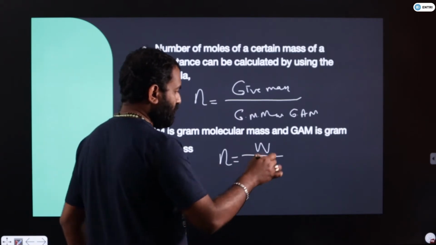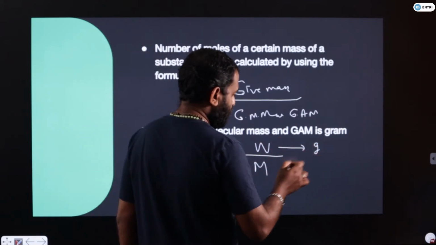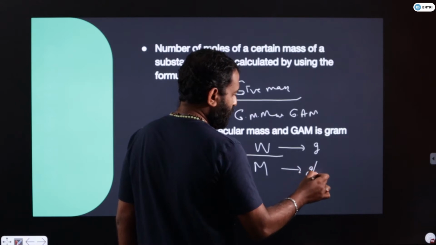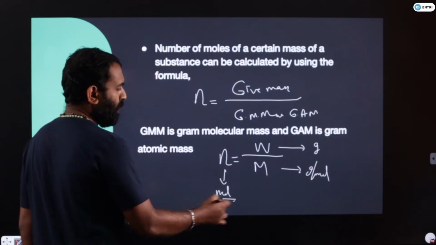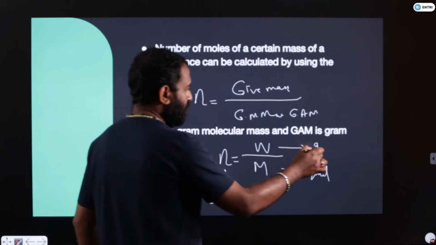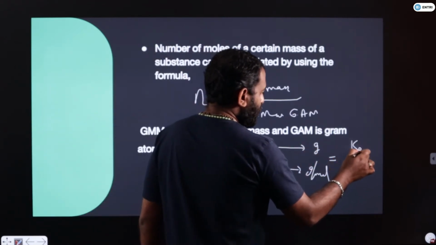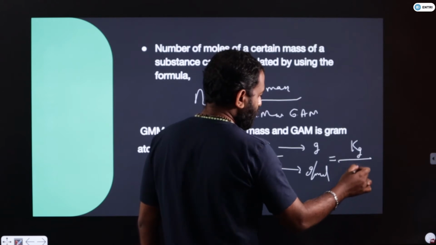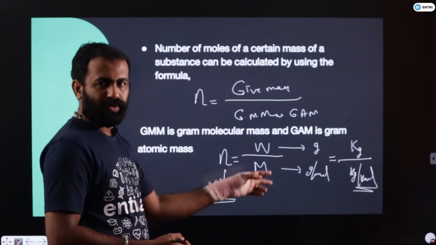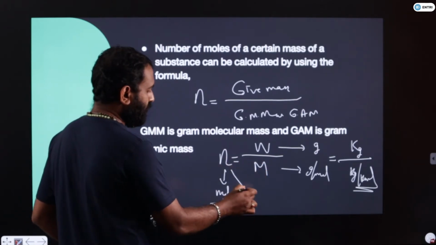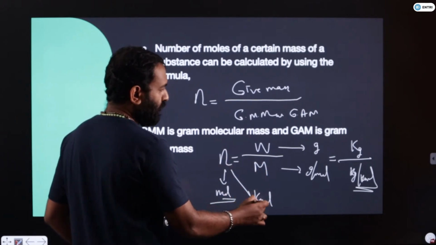The unit of molar mass, if it is in gram, is gram per mole, and the unit of number of moles is mole. If the given mass is in kilogram, then we can write molecular mass in kilogram per kilomole, and the unit of number of moles is kilomole.